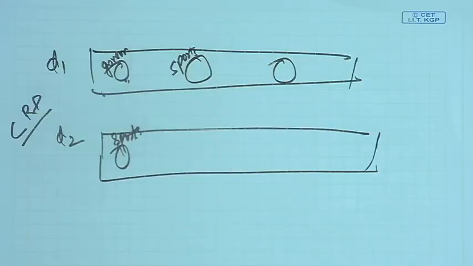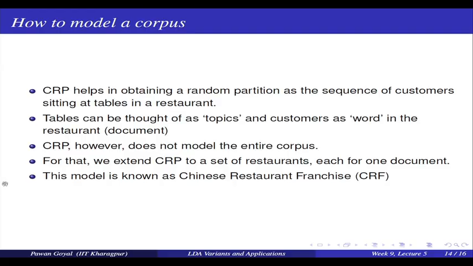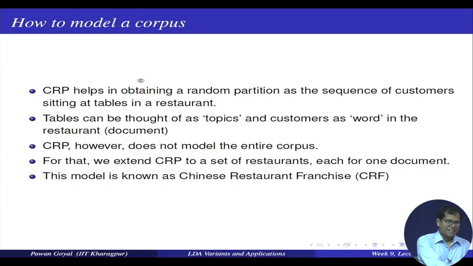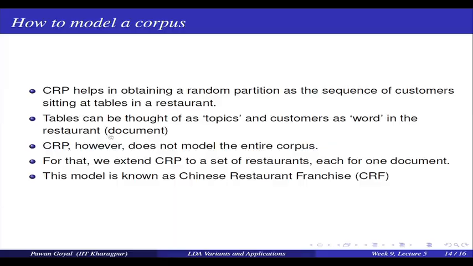So what is actually done? We saw that the Chinese restaurant process helps in obtaining a random partition as a sequence of customers sitting at tables in a restaurant. So you get a random partition of words into various topics. We also see that tables can be thought of as topics, customers as words, and the restaurant as a document. However, it cannot model the entire corpus.